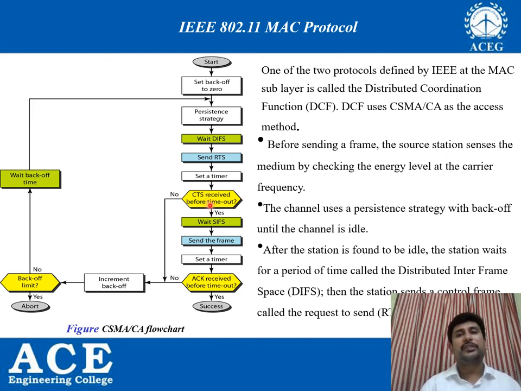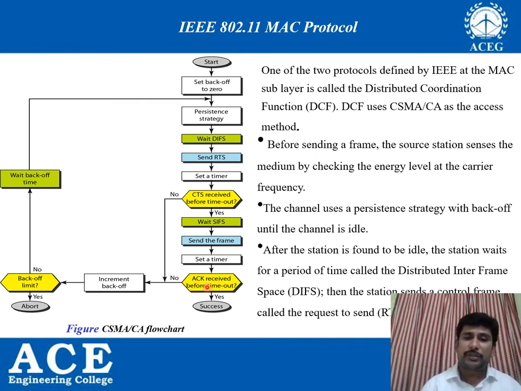In case we have received a clear to send before the timer expires, the sender has got clearance from the receiver, so now it will send the frame. Before sending the frame, after receiving the clear to send, it will again wait for a short interval of time called the short interframe space. Then after waiting for that short interframe space, it will send the frame. After sending the frame, it immediately sets a timer, and before the timer expires, it expects to receive an acknowledgement. If the acknowledgement is received before the timer expires, the process is a success.